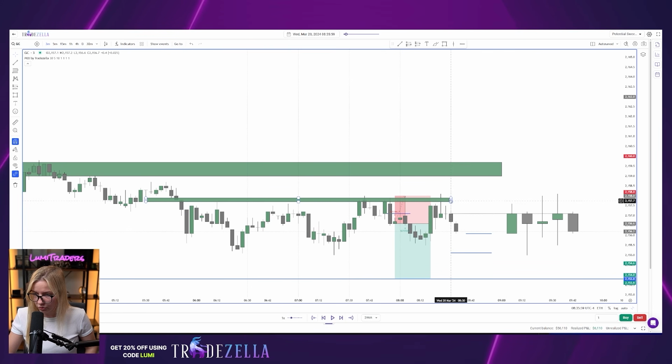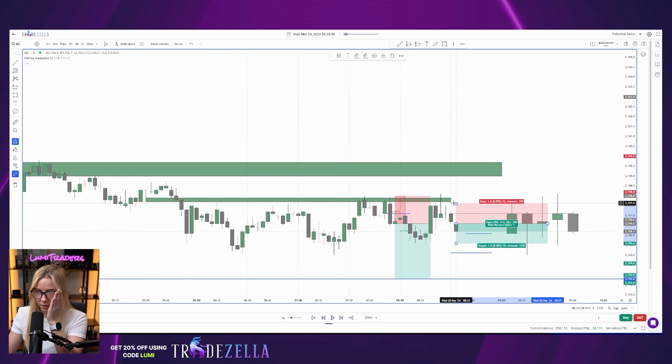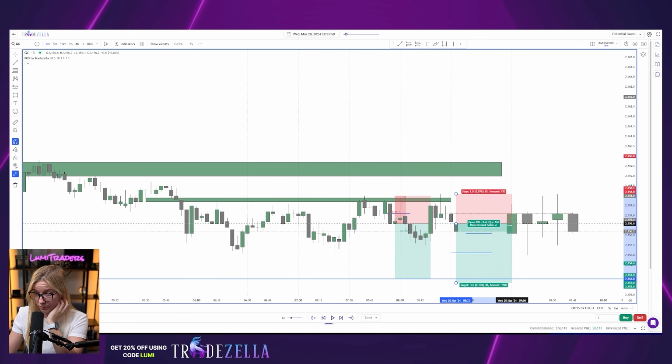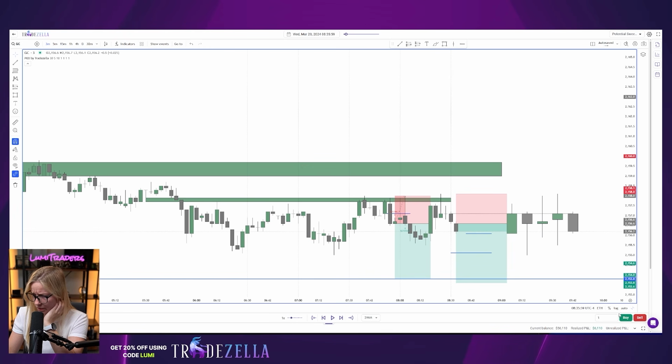As you can see, it's still trying to respect the fair value gap. We have another potential sweep. Okay, let's try this again. I'm going to try this again. It's still trying to respect this fair value gap. Yeah, it stopped me out. It's not a problem at all.